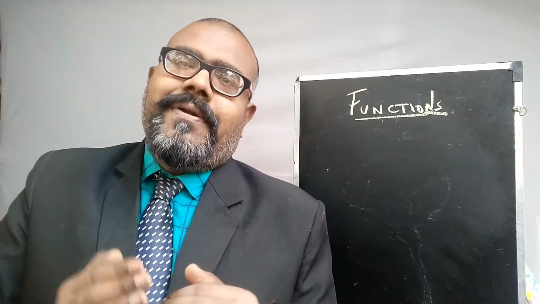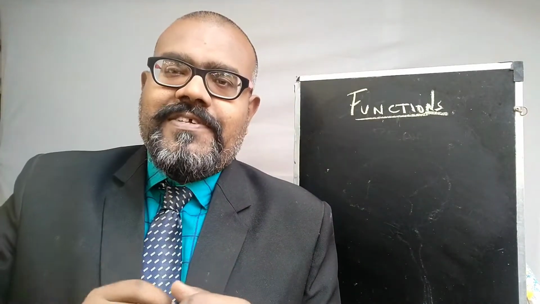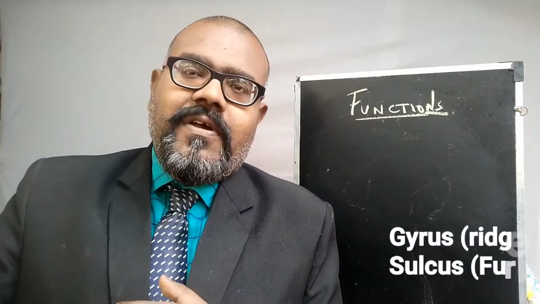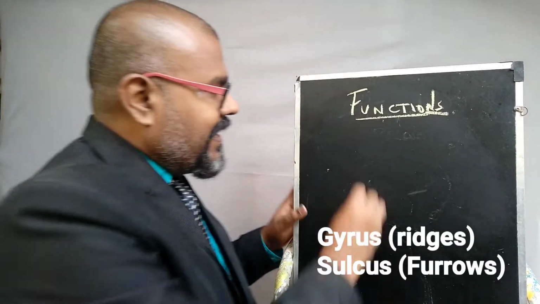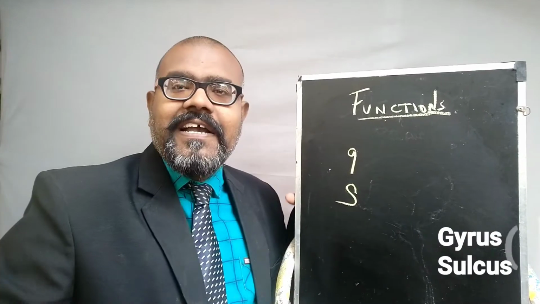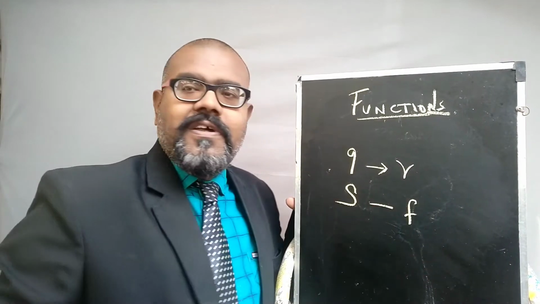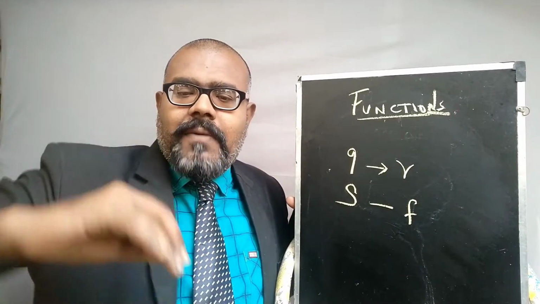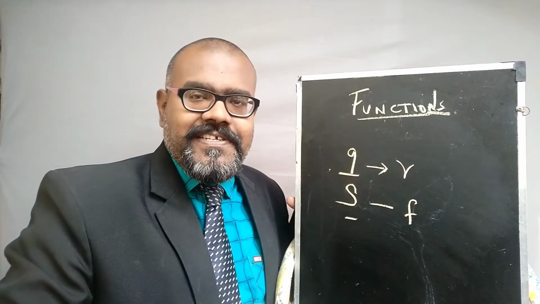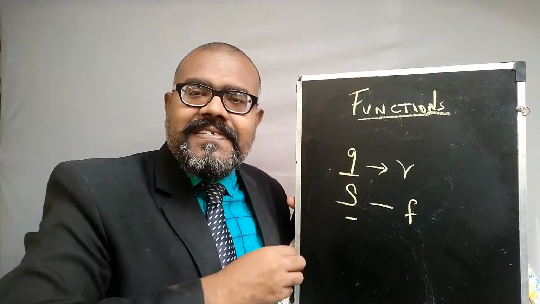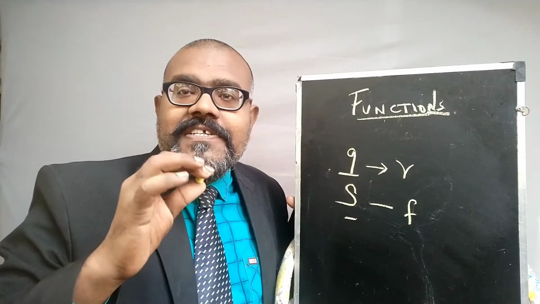In the walls of the cerebrum, we have so many ridges and furrows, folding-like structures. These foldings are called gyrus and sulci. In normal English they are called ridges and furrows. They are just like a speed breaker, up and down like that. The number of gyri and sulci in the outer region of the brain indicates the intelligence of humans.